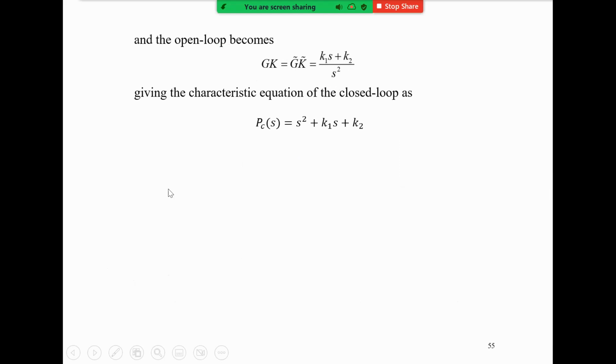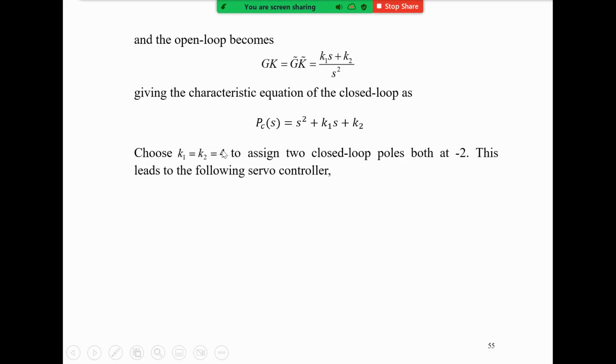And then the closed loop transfer function, of course, is just gk over 1 plus gk. From that one, we can get this will be the quadratic polynomial of the closed loop. It's just a quadratic one, second order system. Then easily, let's say, I just pick k1, k2 equals 4. Then I can place the two poles at -2. You can say the design is much simpler than the previous one, right?